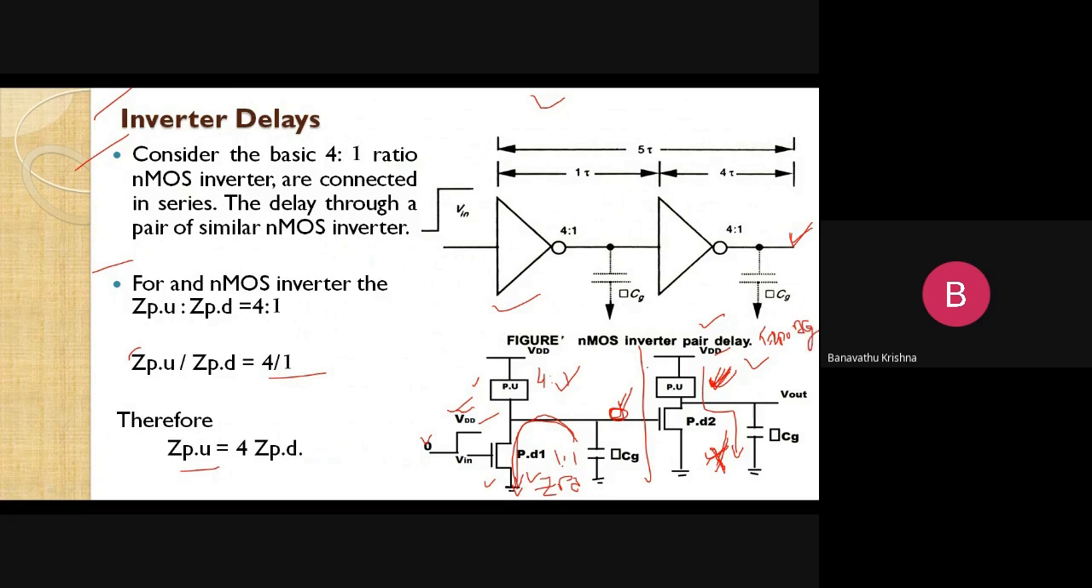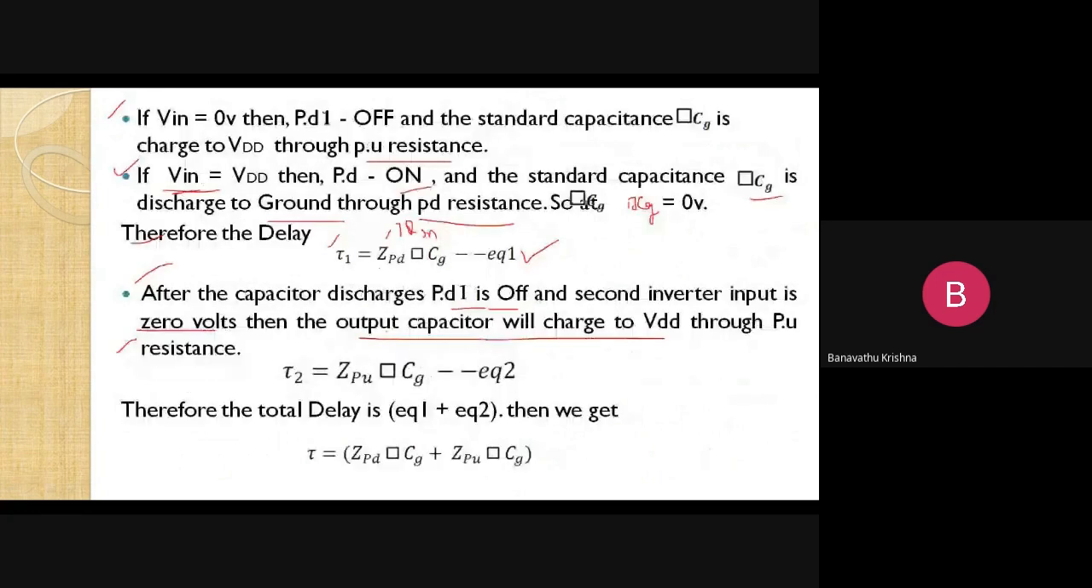Square CG. So let us see here, this is the point: for the second inverter, tau 2 equal to Z pull up into square CG, that is equation number 2. But our aim is to calculate the total delay for the cascaded pair of inverters, right? Therefore the total delay is the sum of equation 1 and equation 2, then we get tau equal to Z pull down into square CG plus Z pull up into square CG. So add equation 1 and equation 2.